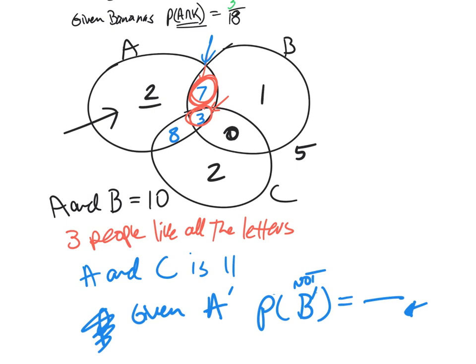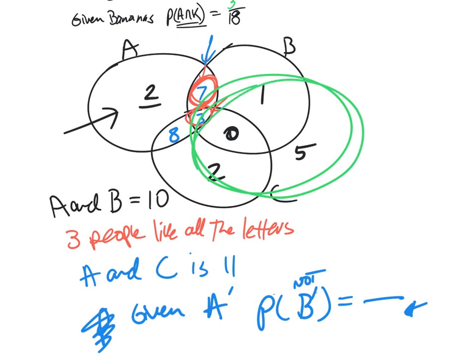BG, what do you say? First of all, tell me where not A is. What numbers are left if I say not A? 5, 2, and 1. Correct. So these numbers here, the 5, the 2, and the 1, only those numbers can be picked from. So what do you got in the bottom? 8. Correct.